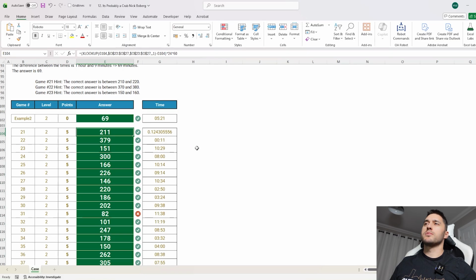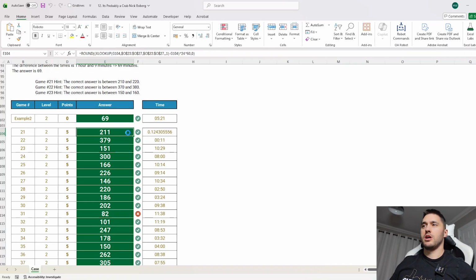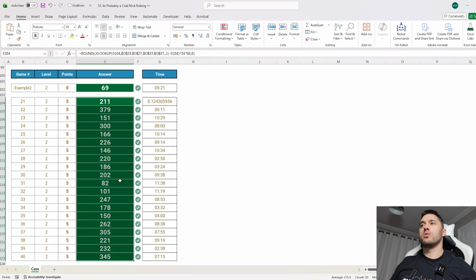Whenever you work with times, because you're working with very small fractions like this underneath what is displayed in Excel, you'll normally get floating point errors when you start doing arithmetic with all these decimal places. So you always want to wrap it in a round. I have a robot command that just does that, round 0, and then that will fix it.